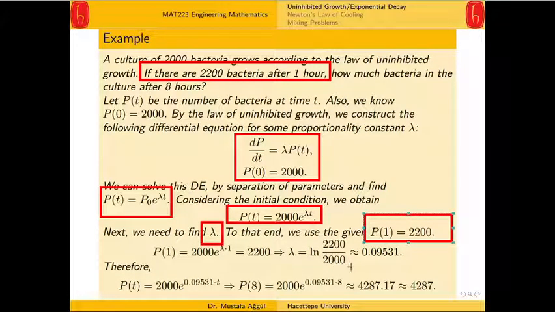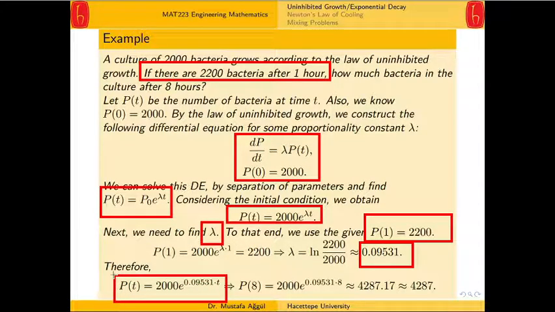If we use our calculator, we'll see this number is approximately equal to 0.09531. Now we have the solution. At this point we can find the number of bacteria for any given time.